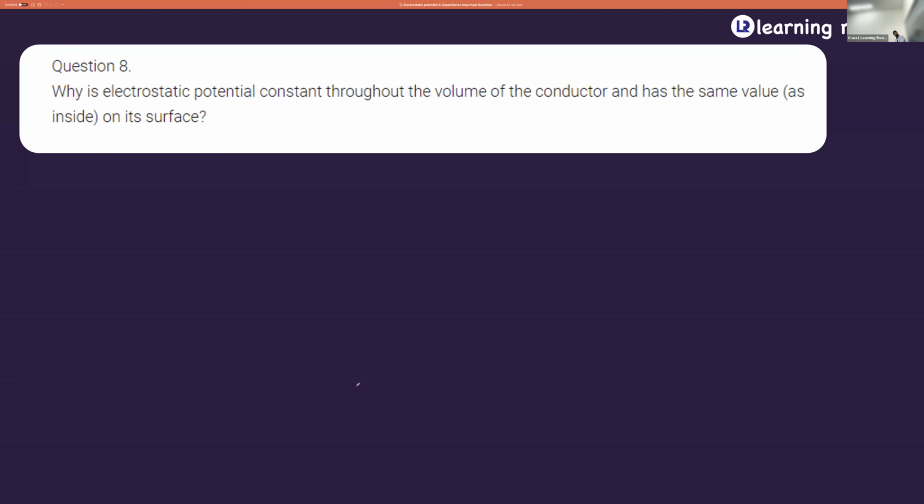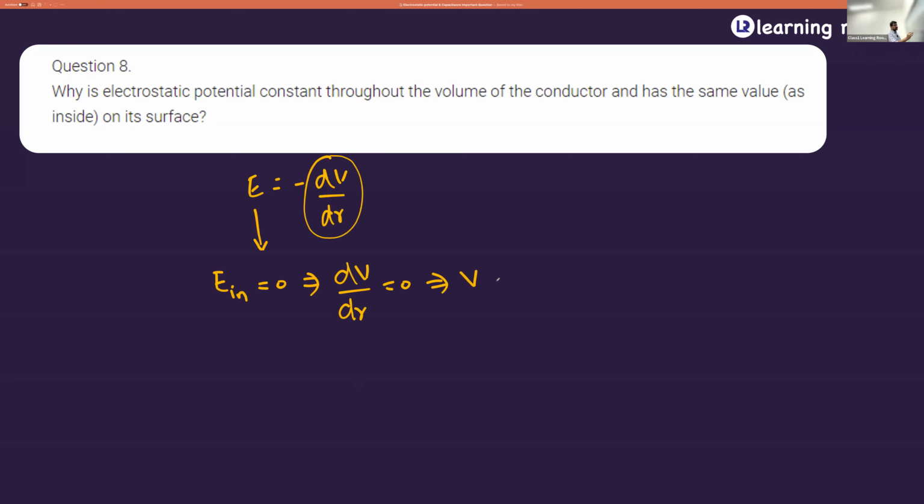So having said that, why is electrostatic potential constant throughout the volume of the conductor? So what can you say? What is the mathematical logic you are going to use? E is equal to minus dV divided by dr. So what is the electric field inside a conductor? So electric field inside is going to be 0. So derivative of which function will be 0? This implies dV by dr is 0. That clearly indicates that V is a constant. So this is a mathematical proof you need to give to this statement.